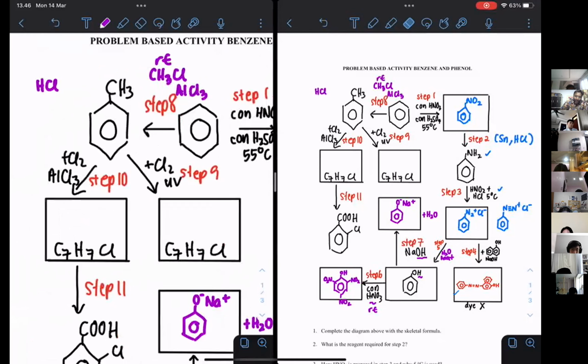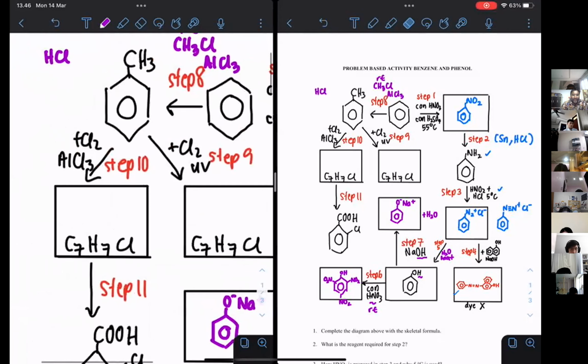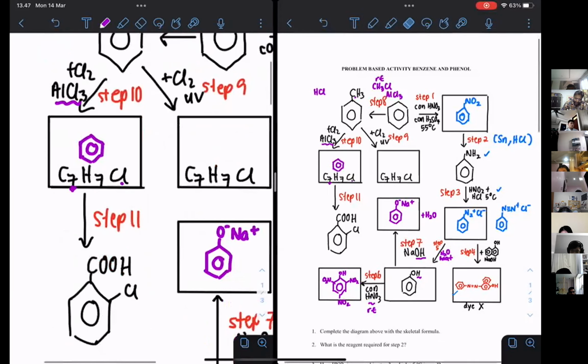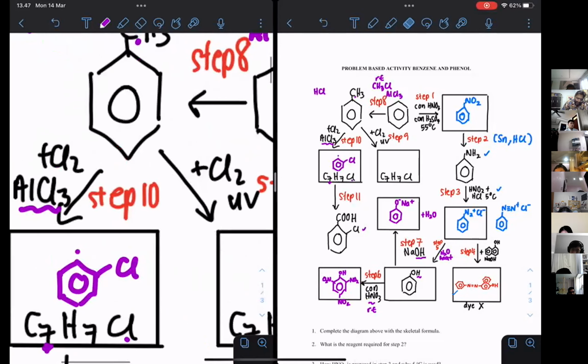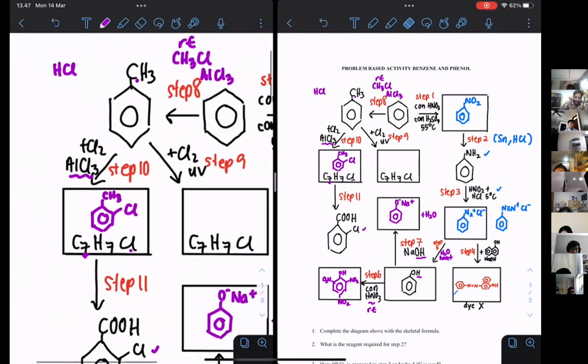Once you get that, they say the methyl benzene will undergo step 9 and step 10. If you look at step 10, one carbon extra, which is this one, and then only one Cl. So it means that the one Cl goes into the benzene ring. How do I know it went into the benzene ring? Because I'm using a halogen carrier. Because I see one Cl here, I will put the Cl here, and this is CH3. If you want to make sure, please calculate whether it is C7H7Cl or not.